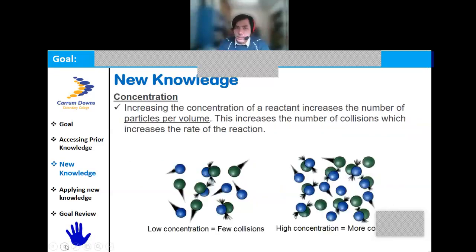Next one is concentration. When you increase the concentration of a reactant, that's going to increase the number of particles that you have inside a flask or beaker. Since there's more particles, there's going to be more collisions, and again, it's going to increase the rate of reaction.